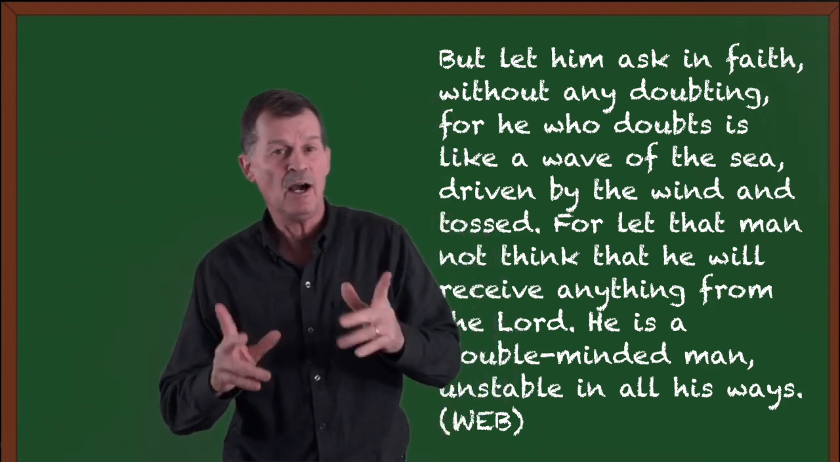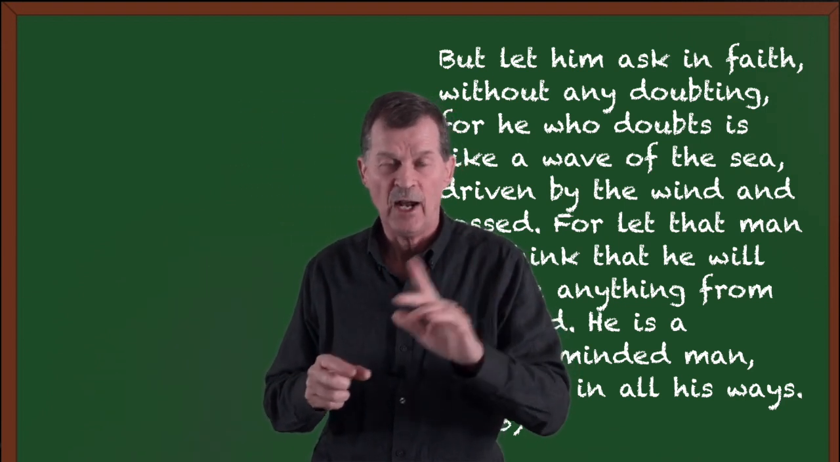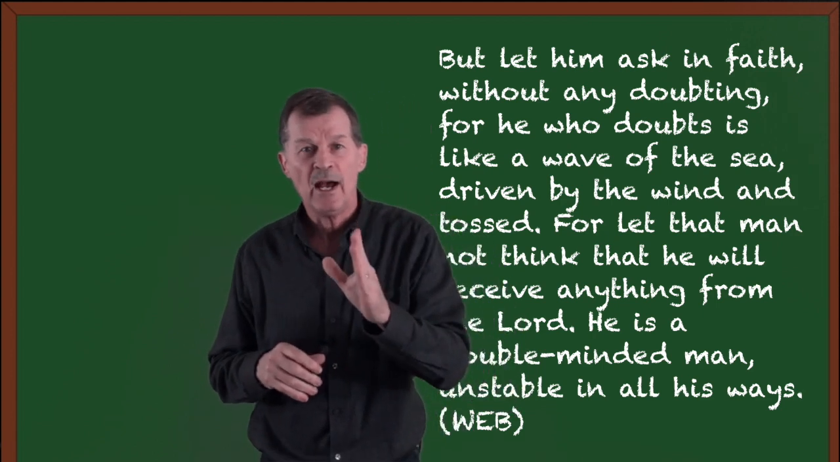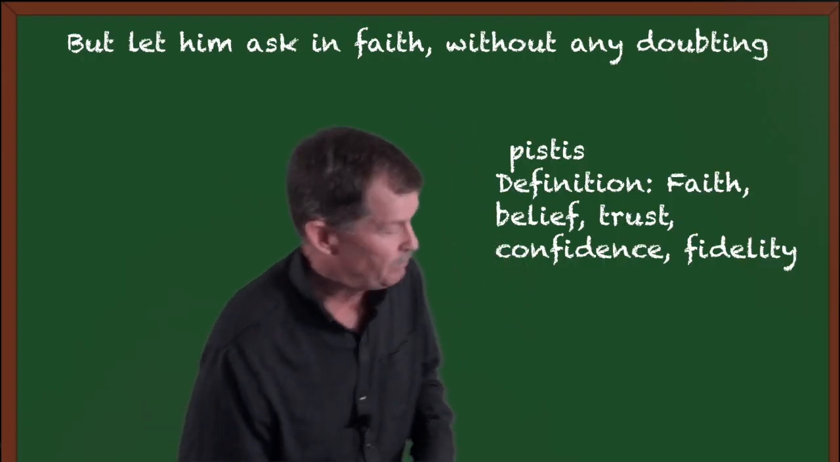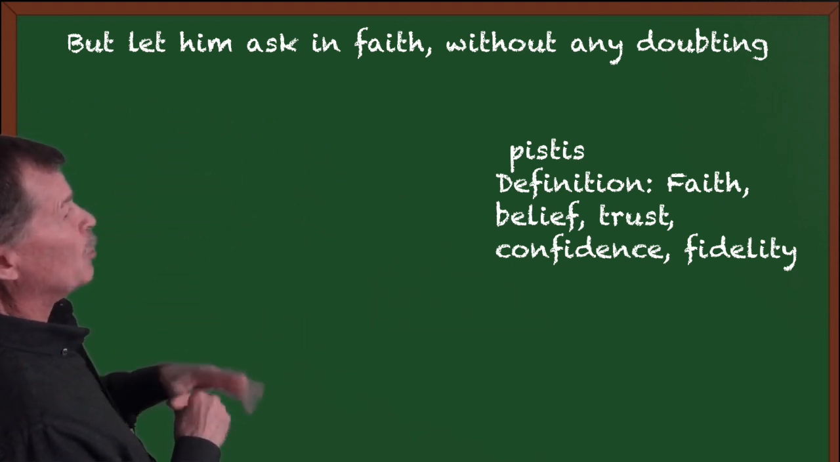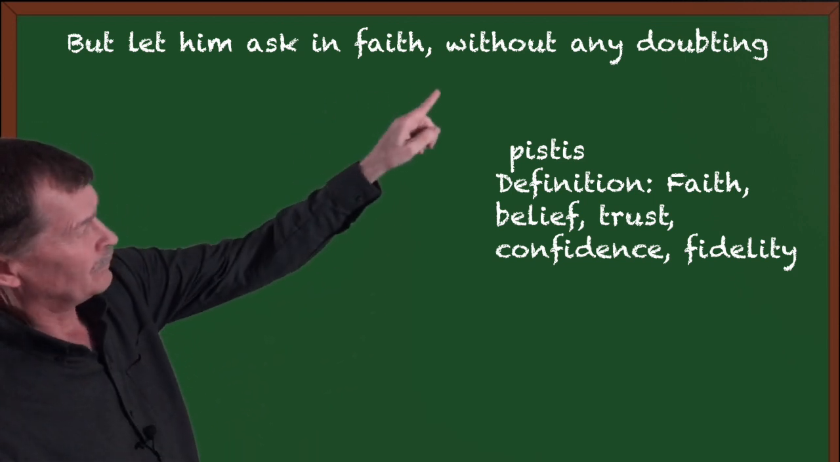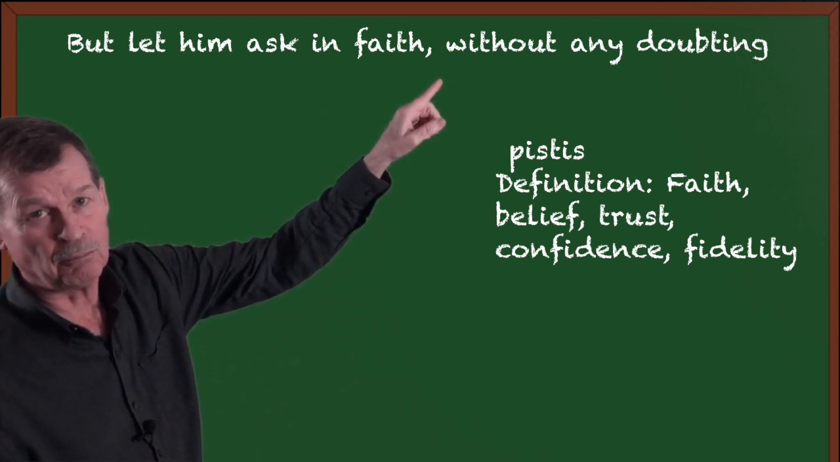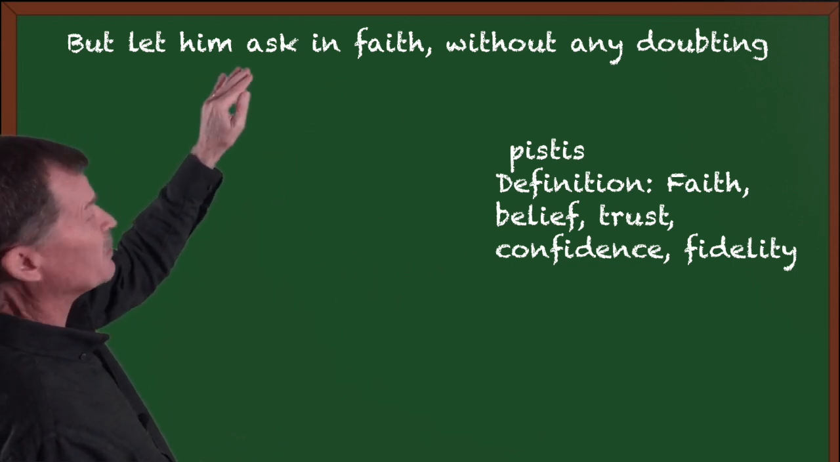Okay, so that's the context. James chapter 1, verses 5 through 8, where we have diakrino. Where is that? But let him ask in faith, without any doubting. That's the term right there, without any doubting. But then we have another term, faith.